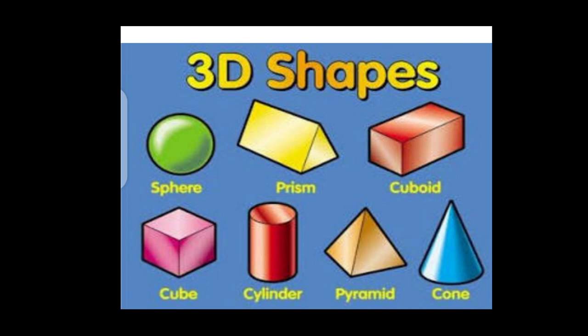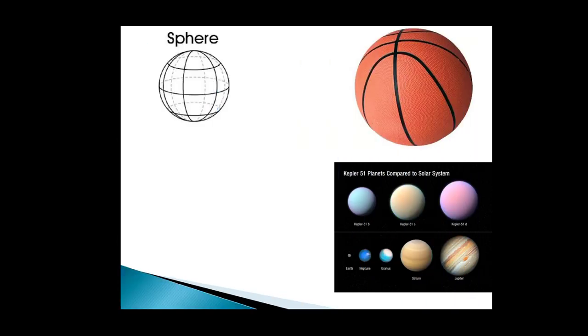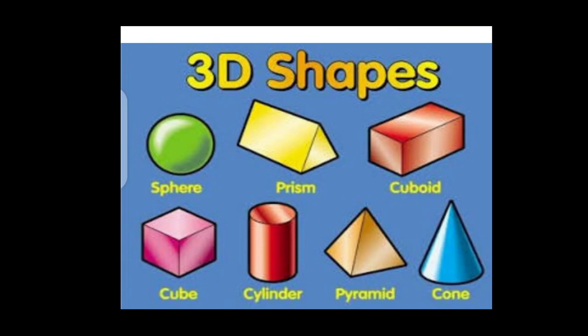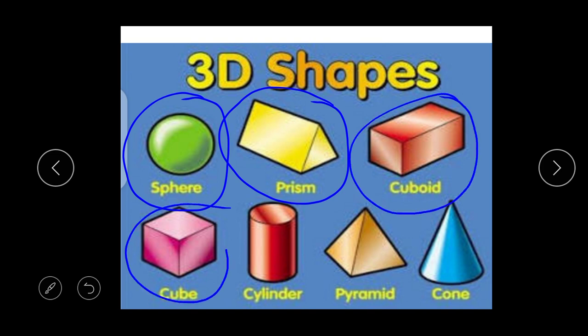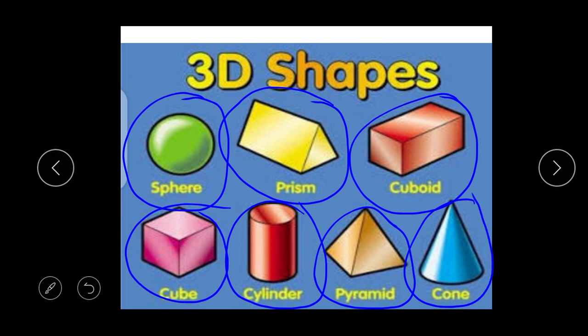Moving on, we'll be learning about these 3D shapes. We have several 3D shapes. For the purpose of this class, we'll be learning about the sphere, the prism, the cuboid, the cube, the cylinder, pyramid, and the cone. But we might not exhaust everything today.